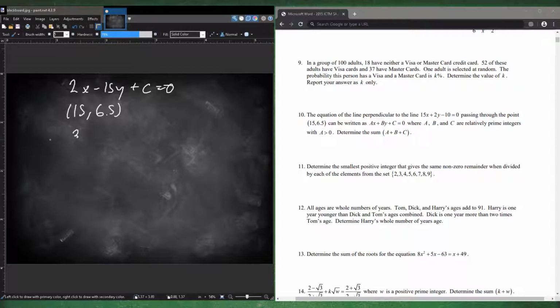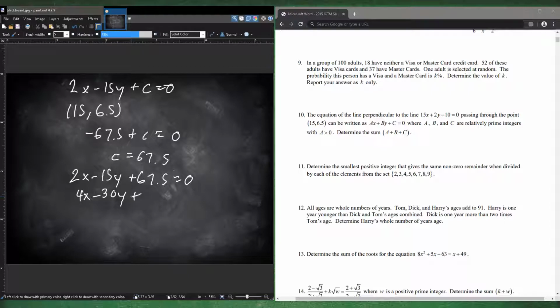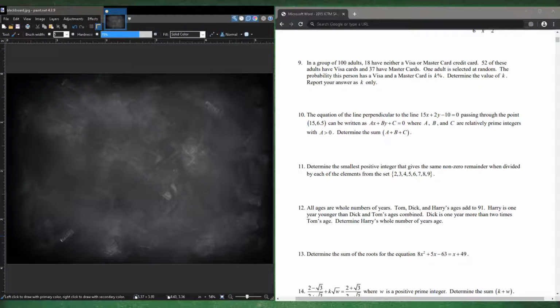Using our calculator, we get that 2 times 15 minus 15 times 6.5 is equal to negative 67.5, plus c is equal to 0. So c equals 67.5. So it's 2x minus 15y plus 67.5 equals 0. Since you want integers, just scale up by 2. So 4x minus 30y plus 135 equals 0. So 135 minus 30 equals 105. 105 plus 4 equals 109. So that is your answer for number 10. Okay, the first 10 questions should be pretty simple.